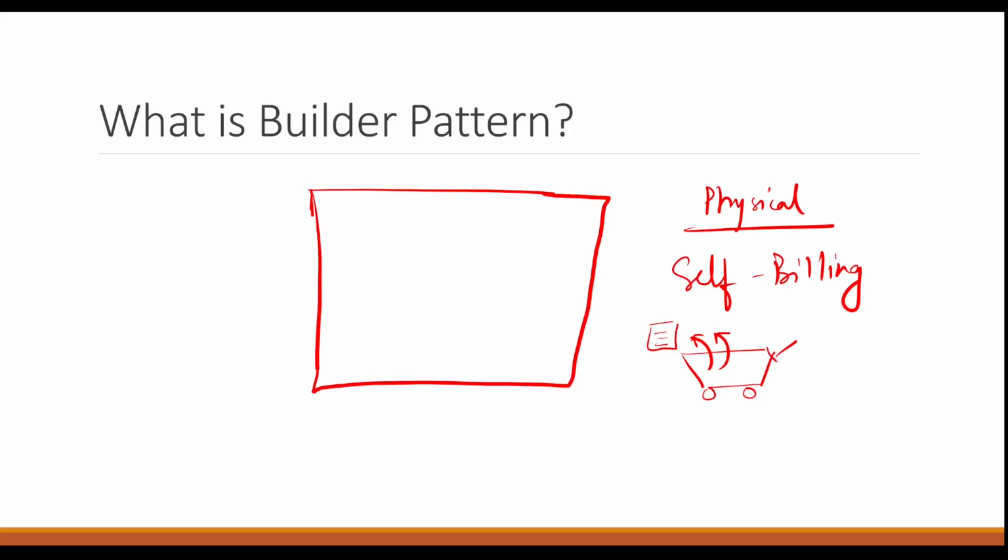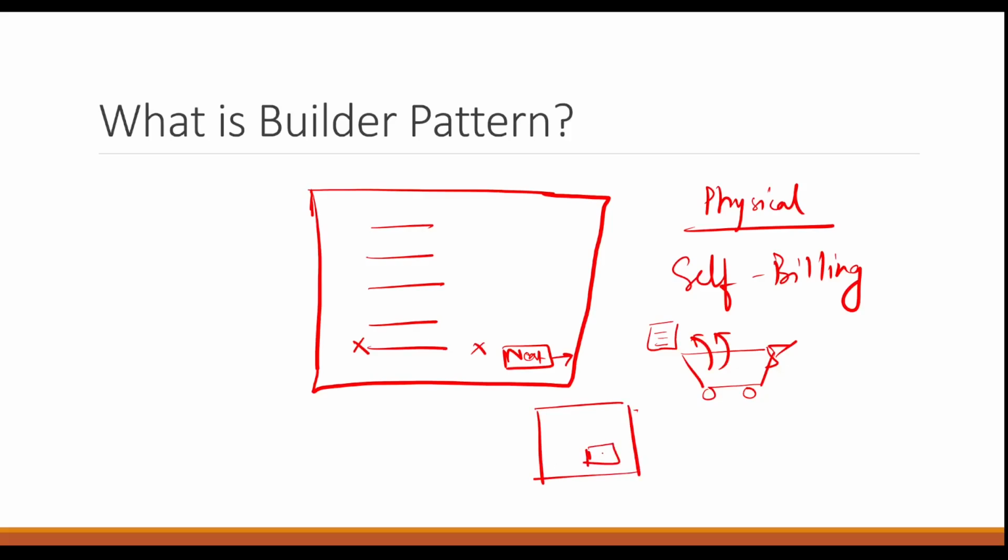So let's suppose you have 5 items, and you added those 5 items to the list. Now suppose you decided that you don't want one of these items, so while checking out you remove that item by clicking on a small cross, and then you click on the next button, and you have an invoice in front of you with the ordered amount.